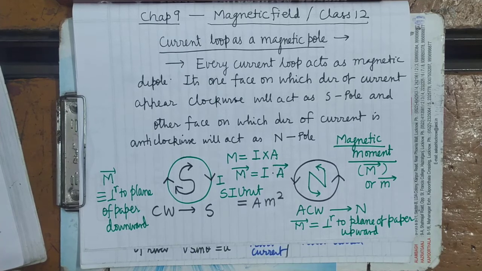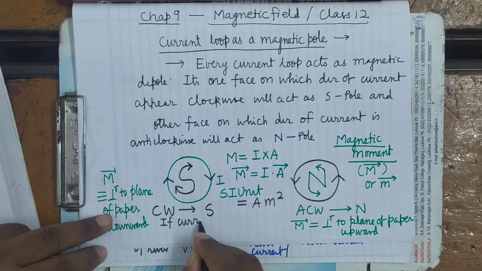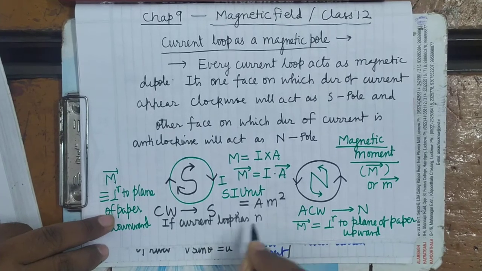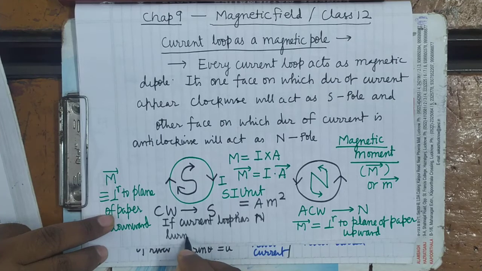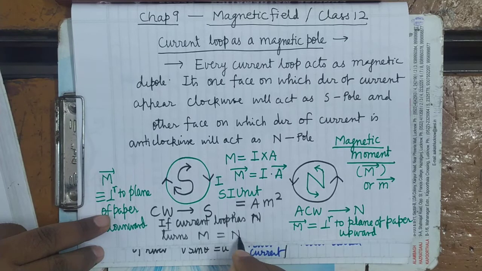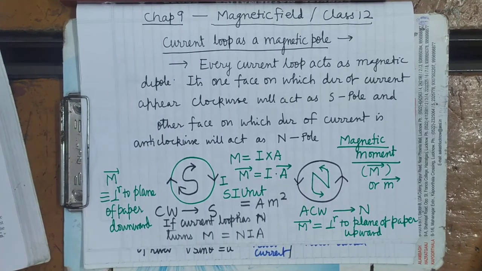Suppose the current loop has N turns, capital N. Then what will be the magnetic moment? Magnetic moment will be equal to N into I into A. It's clear? N into I into A. This is all about the magnetic moment of a current loop.